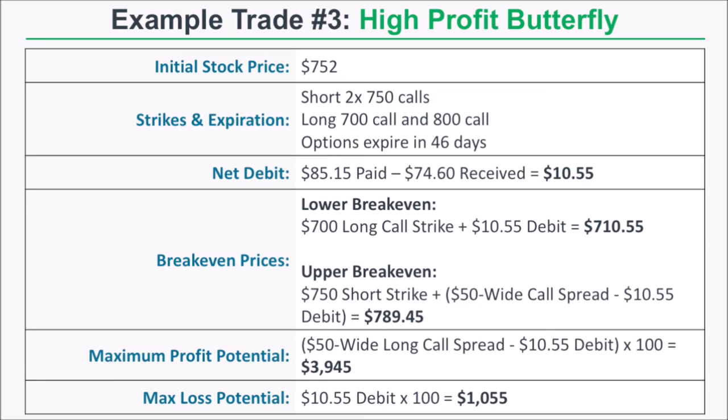Now the max loss potential is the debit paid times 100, which comes out to $1,055. So let's go ahead and see what happens to this butterfly position over time.